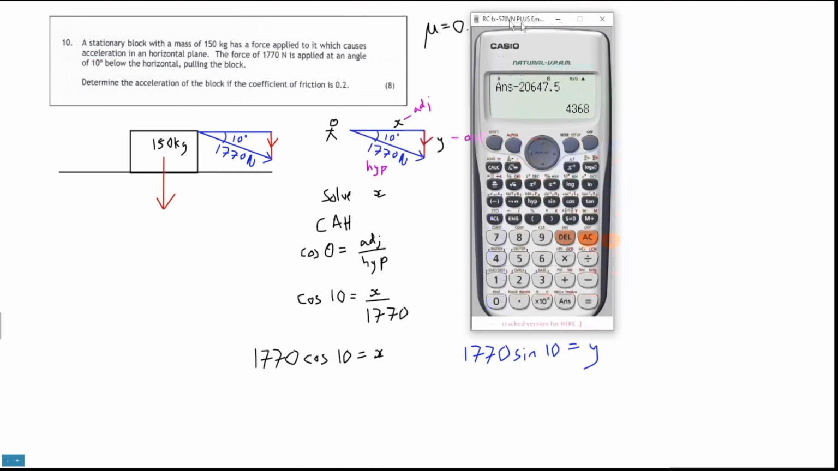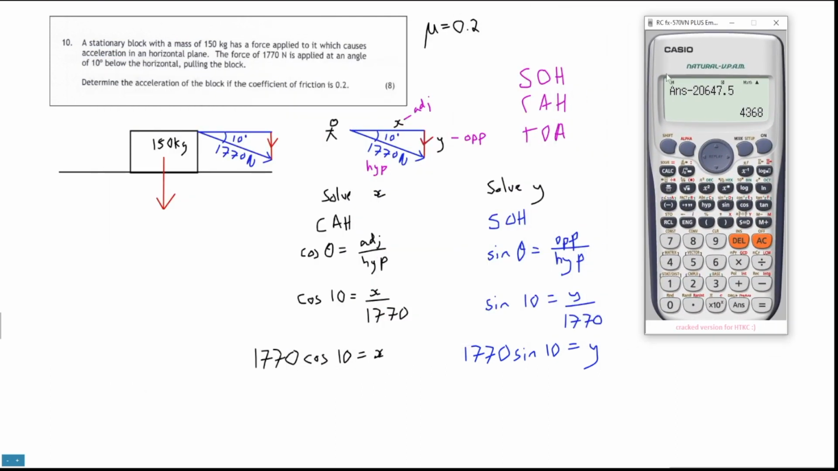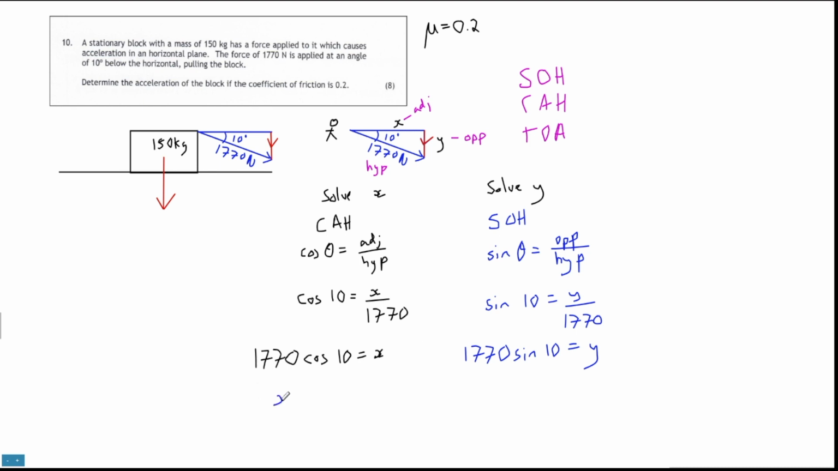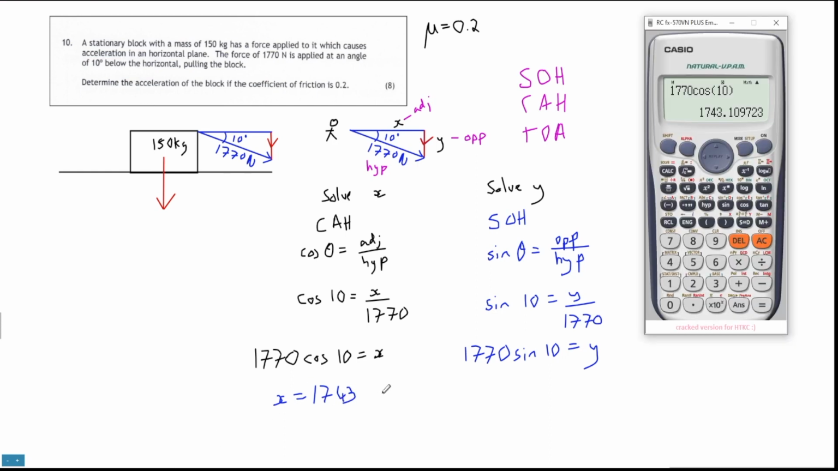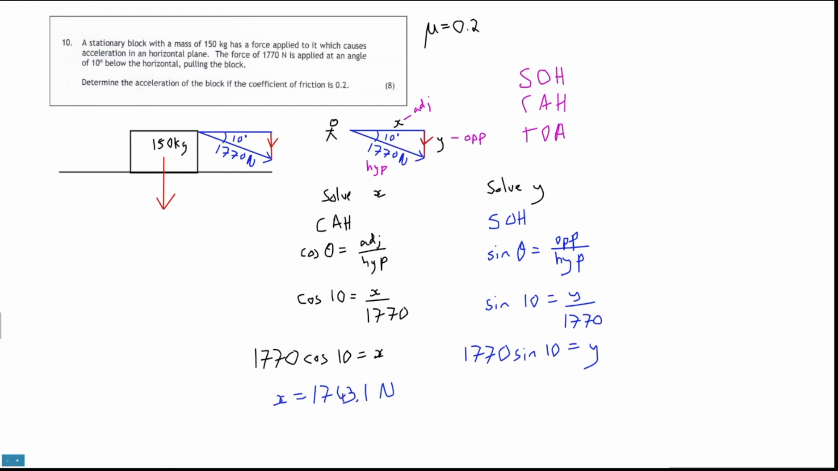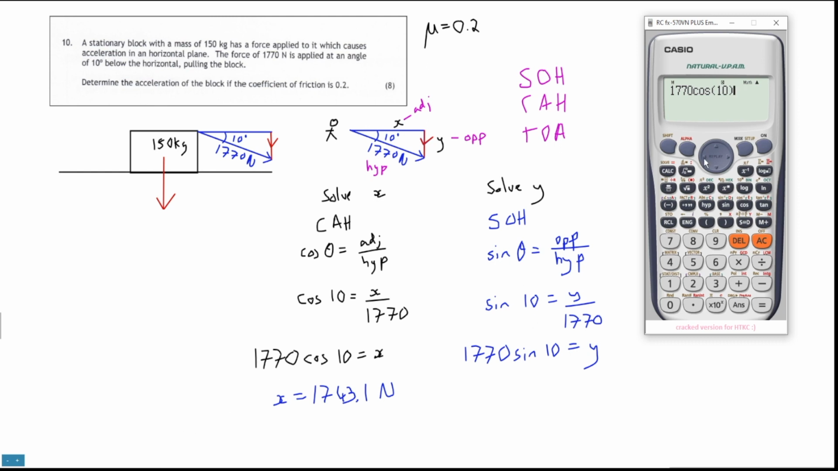Right, now I get my calculator and actually calculate these guys. They're going to be pretty easy to calculate. Let's do it over here. So 1770 cosine. Make sure I'm in degrees, not in radians, otherwise it won't come out right. Let's see, 1743. So X is equal to 1743.1 newtons, right? And then same thing, I can even just backspace this and delete them, put the sine in. I can retype it all, but whatever.